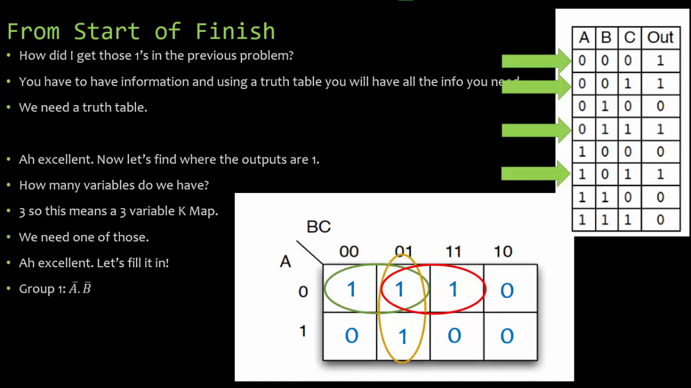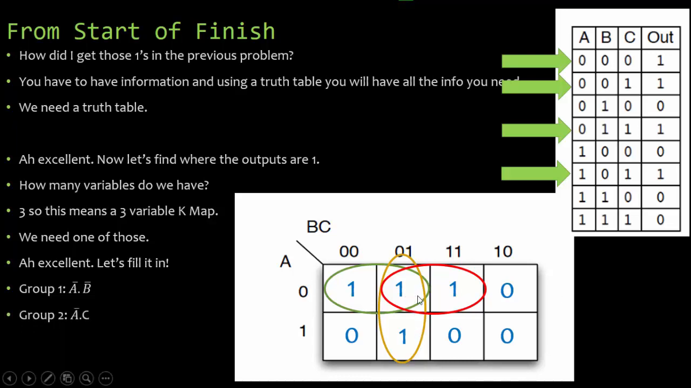So from grouping 1, which is green, checking the values do not change. What is the value of A? 0. What is the value of A in this one? 0. How do I represent 0? By saying not A. What is the value of B in this first box? 0. What is the value of B in this box? 0. How do I represent B as 0? By not B.